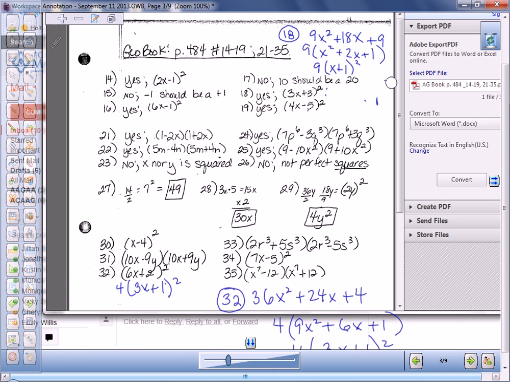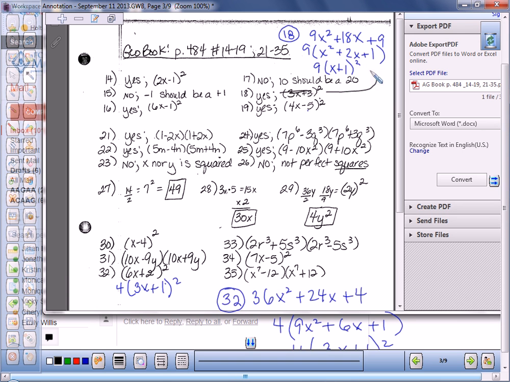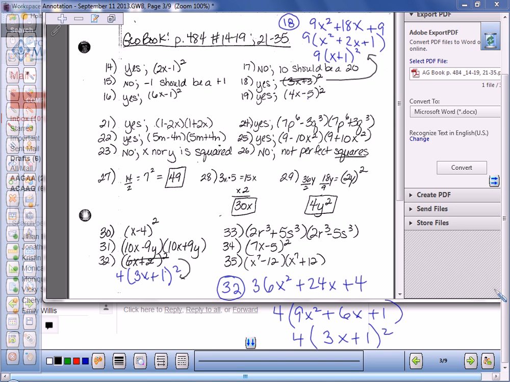Number 18 should really be this. And number 32 should really be this. There we go. Because I ask y'all to always take out the greatest factor first and then factor completely. So check those and see if you have questions.